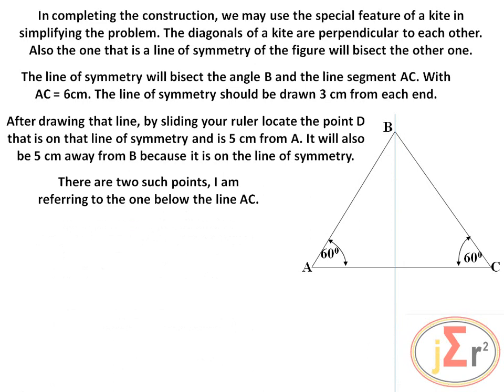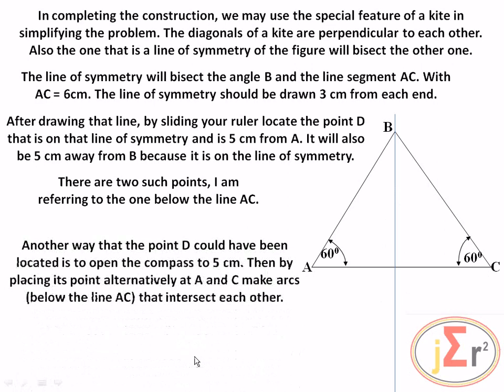There are two such points. I am referring to the one below the line AC. So we're going to have 2 points on this diagram that will be 5 centimeters from A and C. One will be located about there and the other one down there. For the figure to be a kite, we will have to have the point 5 centimeters away from A down here, and it will be 5 centimeters from C. So the one that we are talking about is the one that is below the line.